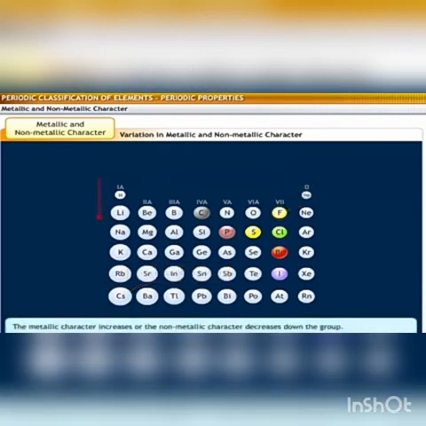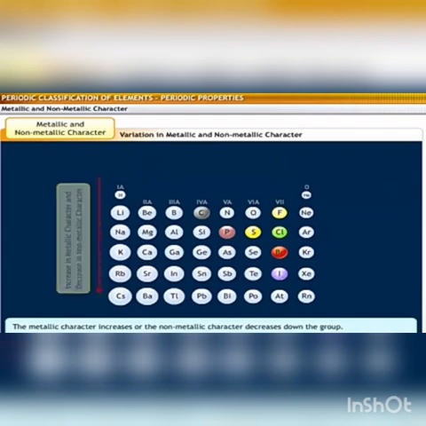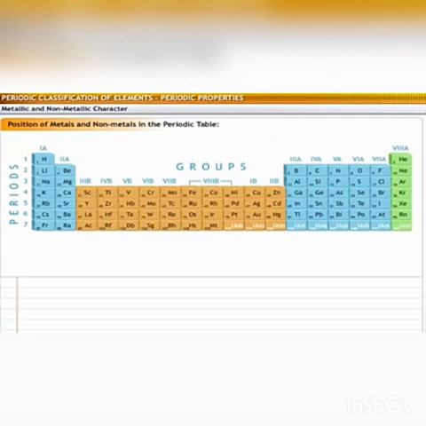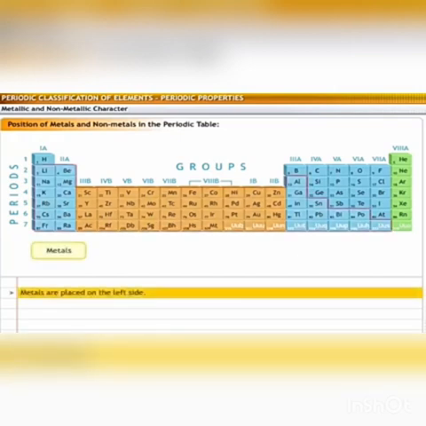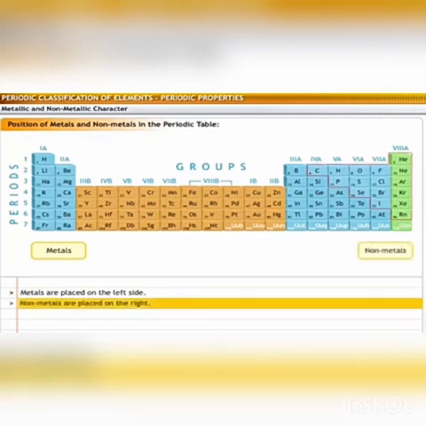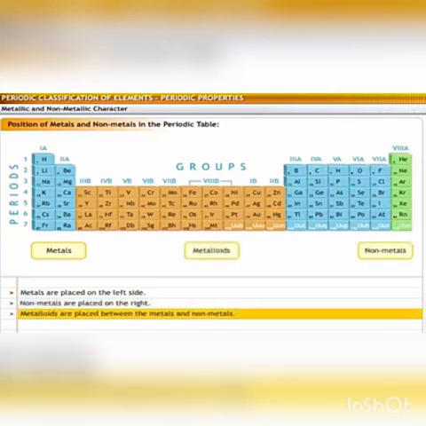Down the group, the metallic character increases or the non-metallic character decreases. This is because the increase in the atomic size decreases the electronegativity, which increases the metallic nature or decreases the non-metallic nature. From the trend, you can make out where the metals and non-metals should be positioned in the periodic table. Metals are placed on the left of the periodic table. Non-metals are placed on the right side. And metalloids are placed between the metals and the non-metals.